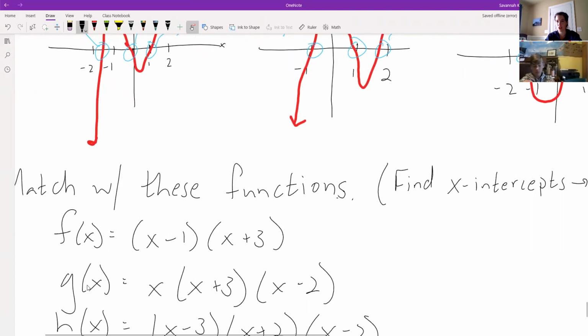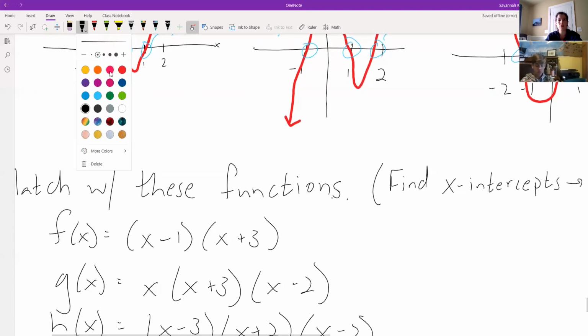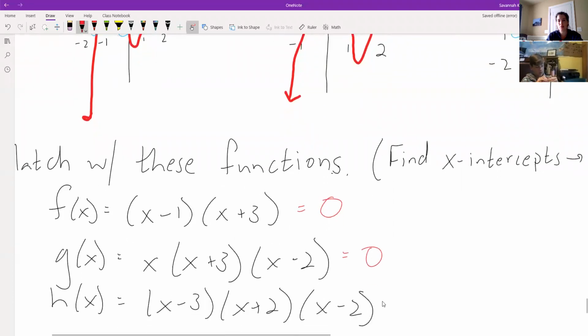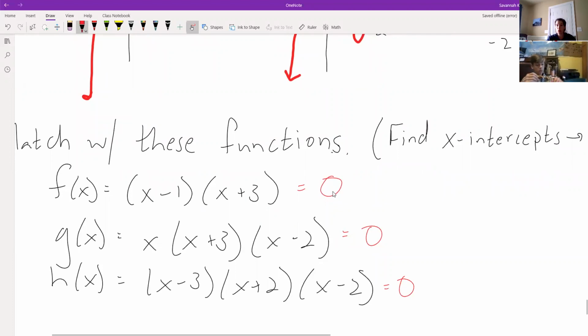So f of x or g of x or h of x, all I have to do to figure out where my x-intercepts are is just tack an equal 0 to the right-hand side. And when you do that, what you end up with is really a problem just like what we've been solving today. So f of x equals 0 means if I set those two terms equal to 0, I'm going to get either x equal to 1 or x equal to -3. It's pretty easy when you don't have to divide anything. You just move the 1 or the 3 over.